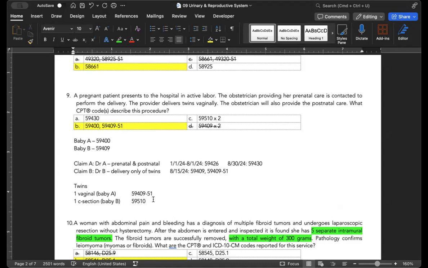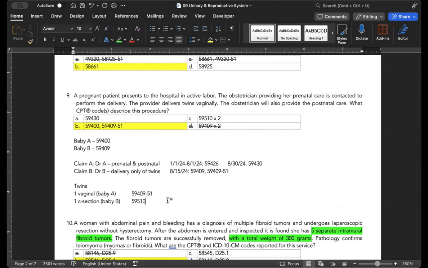Some insurance payers will allow you to bill for a delivery only for the second baby, but not all of them will. So that's why it's important when you're in the real world. If you're in testing, they're not going to ask you about all of that. But when you get out into the real world, just make sure you know your payer guidelines and what they expect to pay for.